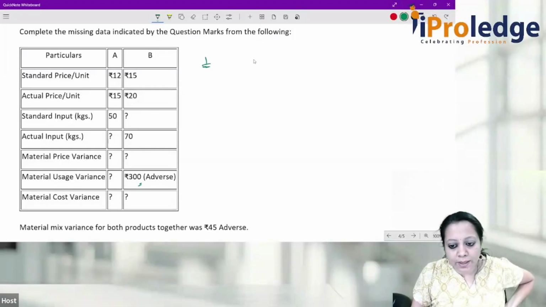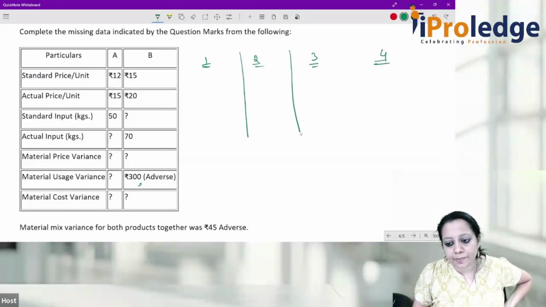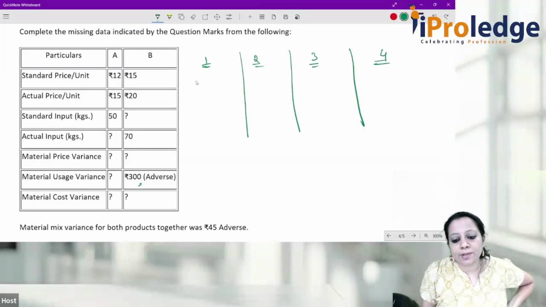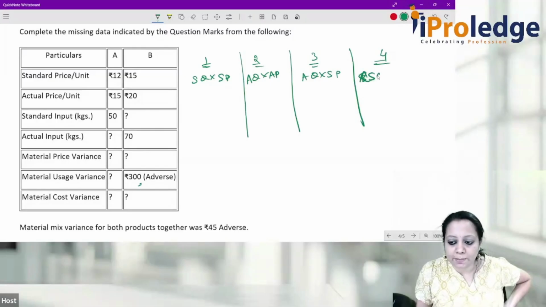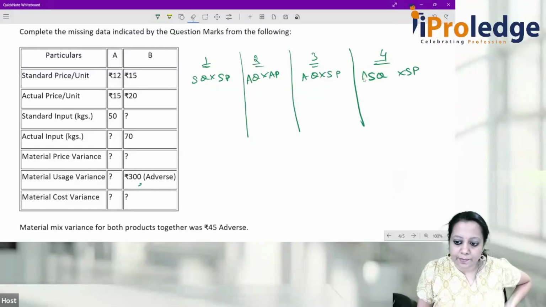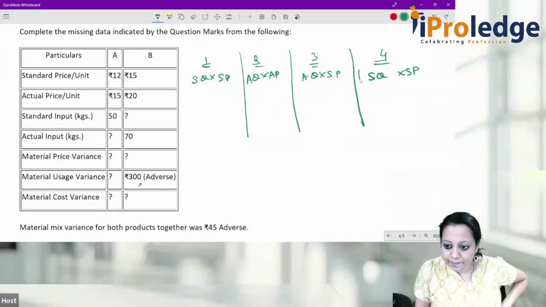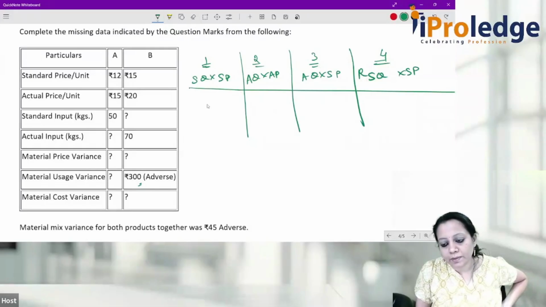First, we will write 1, 2, 3, and 4. What is 1, students? SQ into SP. 2 is AQ into AP. 3 is AQ into SP. 4 is RSQ into SP.